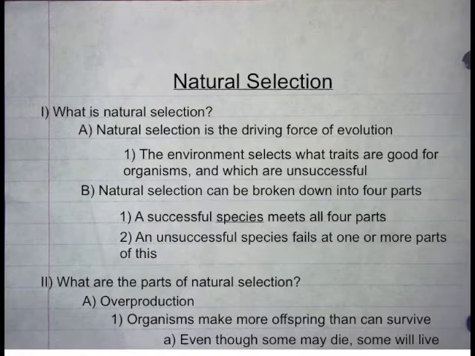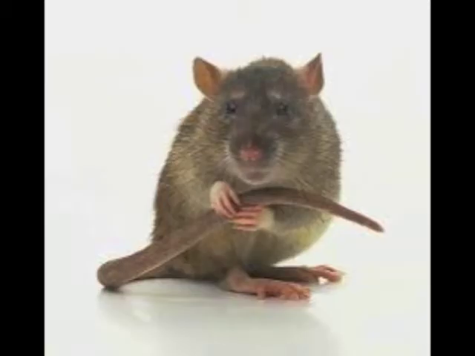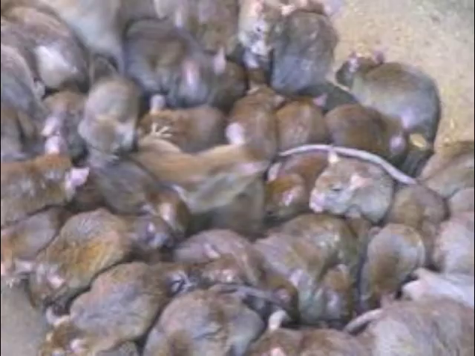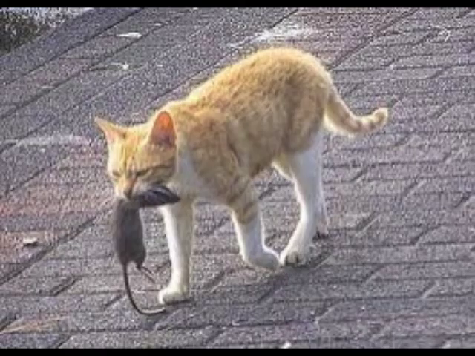What are the parts of natural selection? Overproduction. Organisms make more offspring than can survive. Even though some may die, some will live. Organisms tend to overproduce by making more offspring than will survive. This ensures that even though a lot of the offspring are going to die, there may be some that will continue to survive and pass on traits.